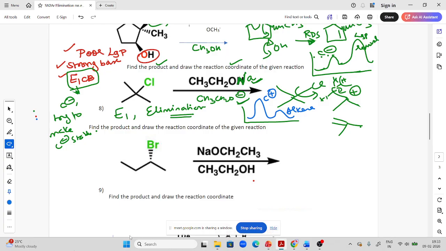Ma'am, here both E1 and E2 are possible, no? Yes, both are possible here. Then which one should we take when they have given options E1 or E2? You are thinking about E1 or E2 because it's a secondary alkyl halide, so I have two possibilities here. But what about the base? What kind of a base is it? It's a strong base, ma'am. Strong base, then go for E2.